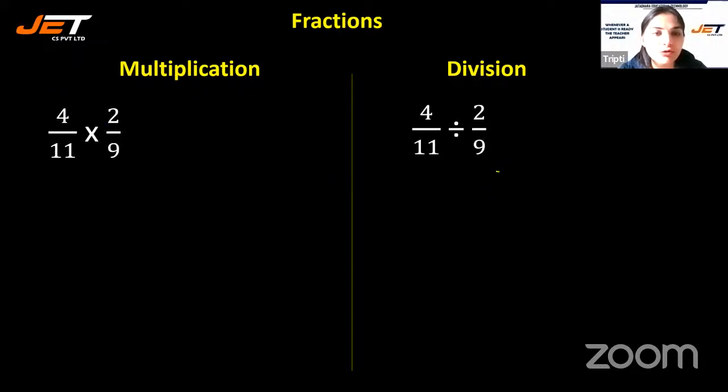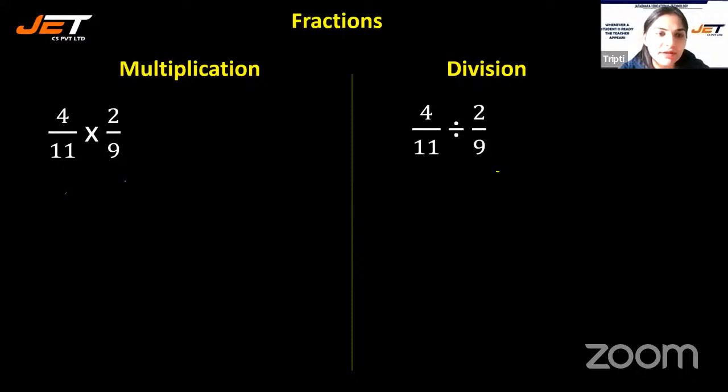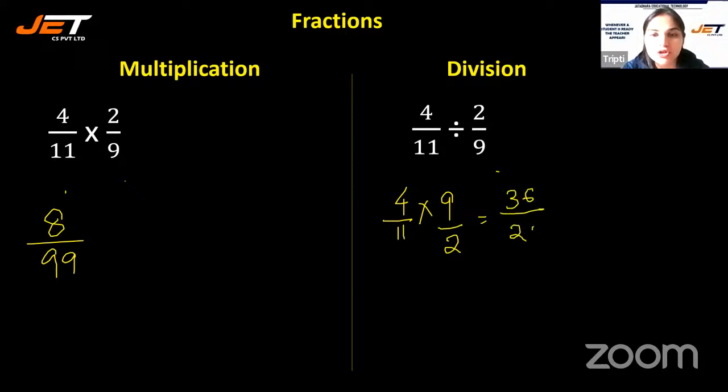4 by 11 divided by 2 by 9 and 4 by 11 times 2 by 9. Okay, now let's do it. 4 by 11 times 2 by 9. 4 times 2 is 8. 11 times 9 is 99. 4 by 11 like that, keeping, changing, and reciprocal. 9 times 4 is 36. 11 times 2 is 22.